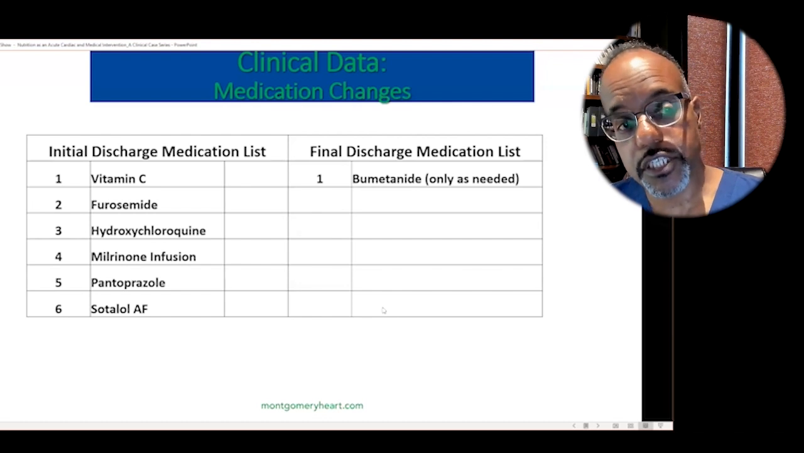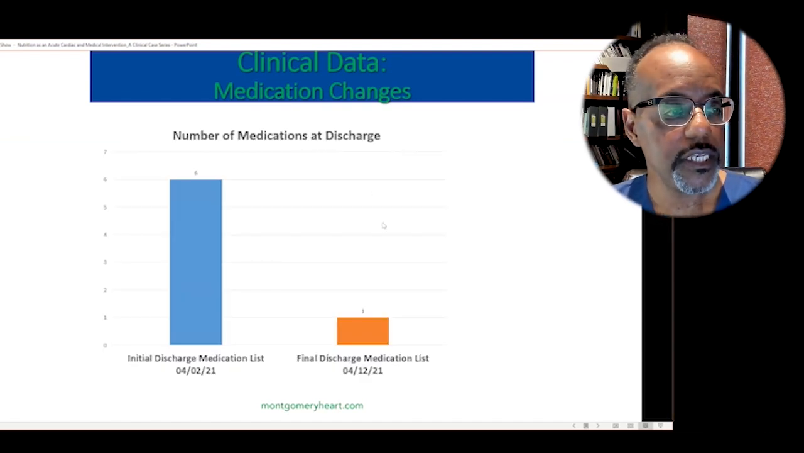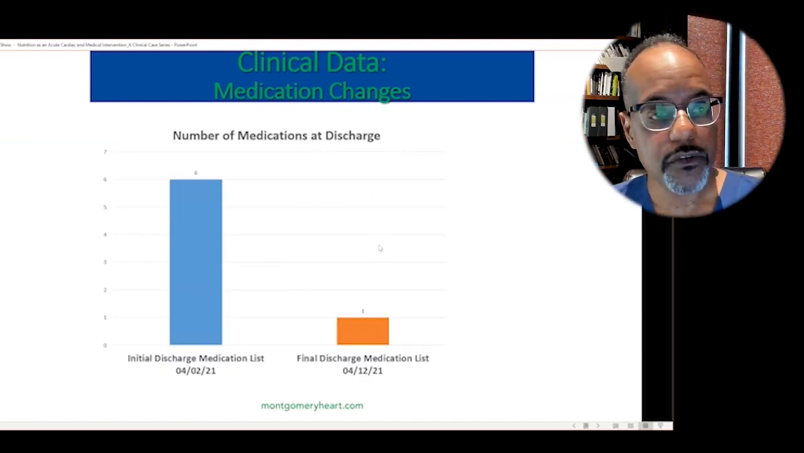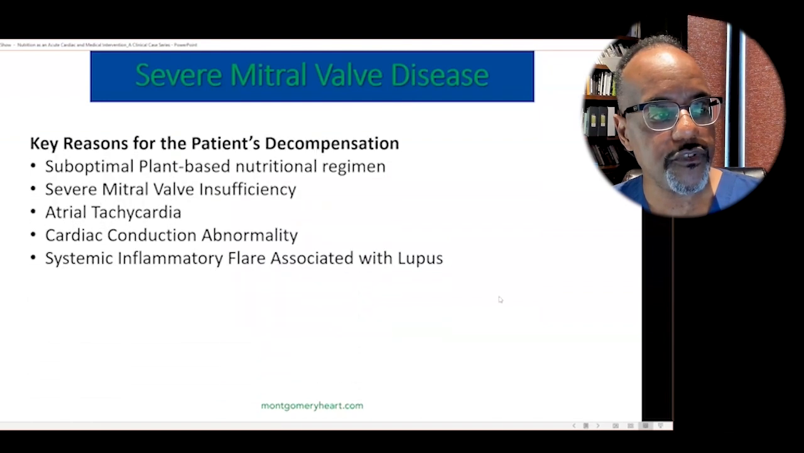And not only did she get discharged, she went home with home hospice and was able to go out and have a better quality of life. The number of medications went from 6 to 1. And I think that was a significant improvement.